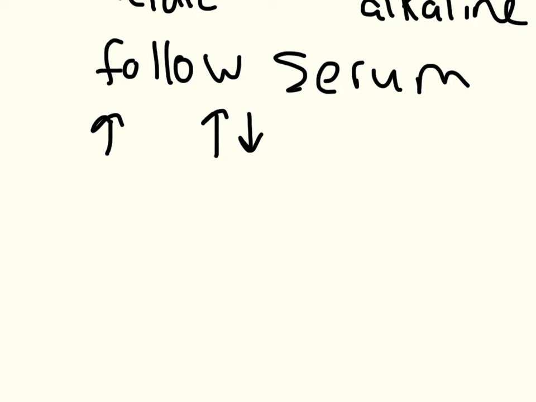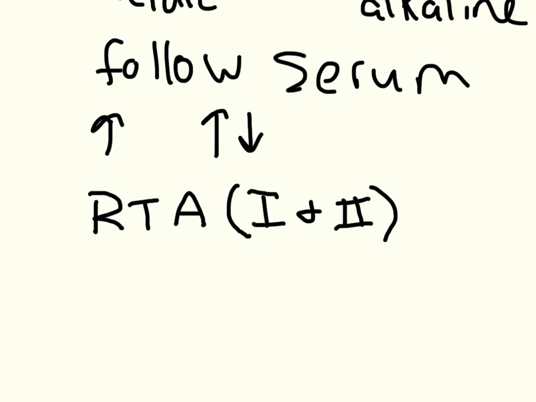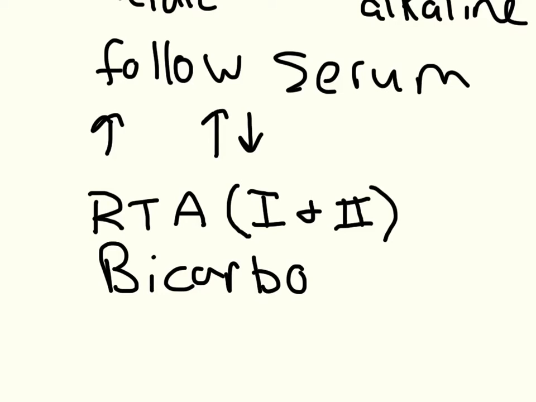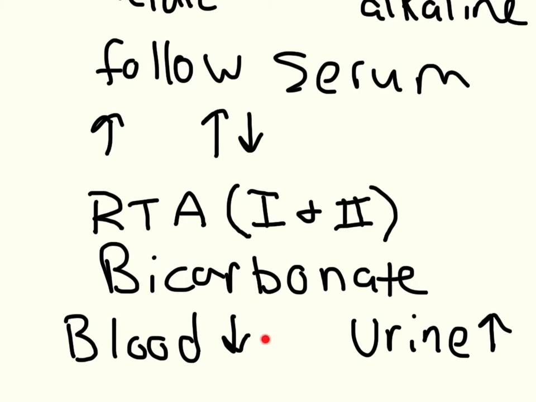Now, what are the exceptions to this rule? Renal tubular acidosis type 1 and 2. This is where the kidneys unnaturally secrete bicarbonate. They secrete it whenever they shouldn't. So your serum pH will be unnaturally low while your urine pH will be unnaturally high. This is not the problem that we had today.